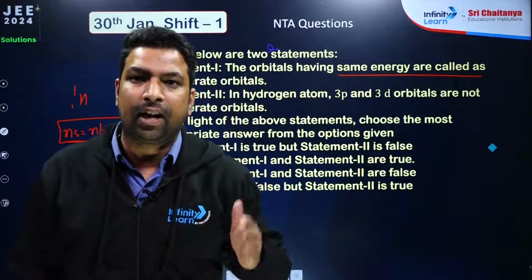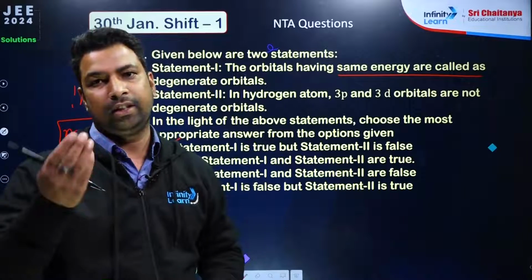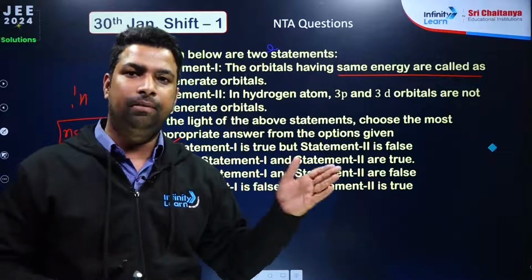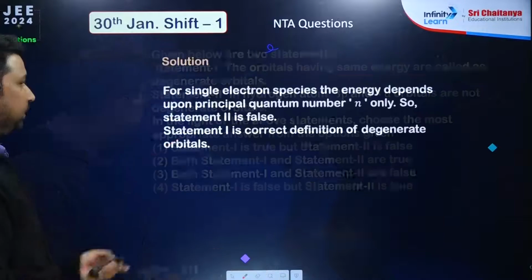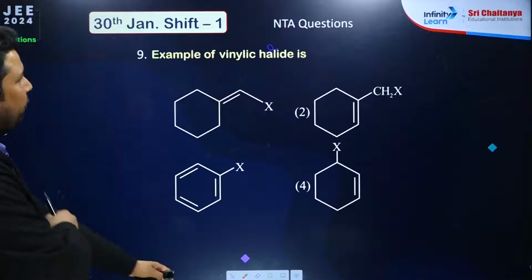Degeneracy breaks after the second electron. So hydrogen has one electron, so ns and np will be degenerate. This is the solution.